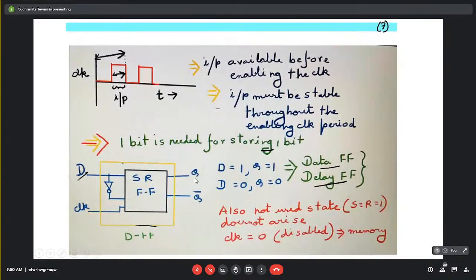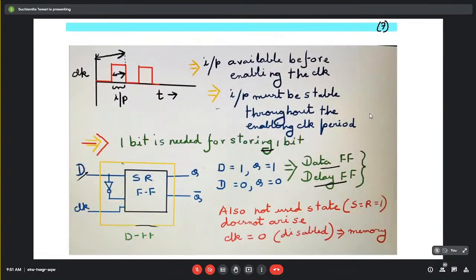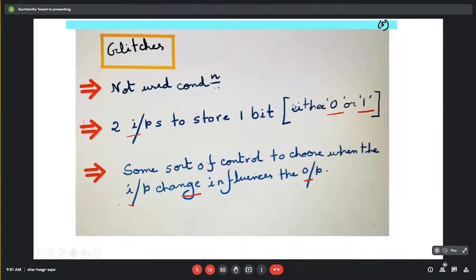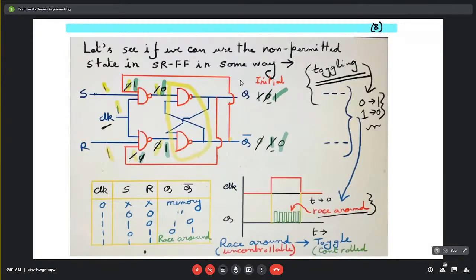For outputs, we have two outputs. So until now, we have seen data inputs, clock inputs, and two outputs. And we have solved to some extent the need of this control, this second glitch, and conditionally we have solved this first glitch. Now let us see if we can actually use that 1-1 condition.